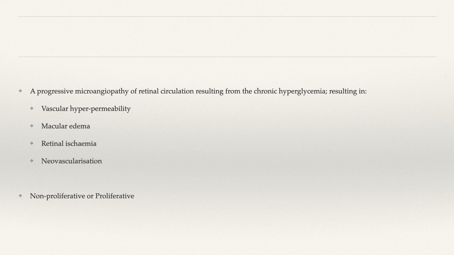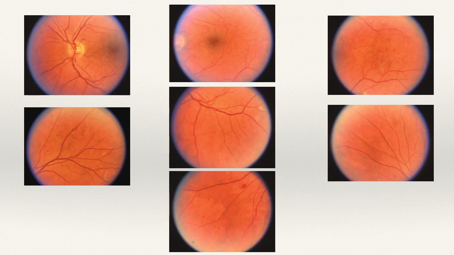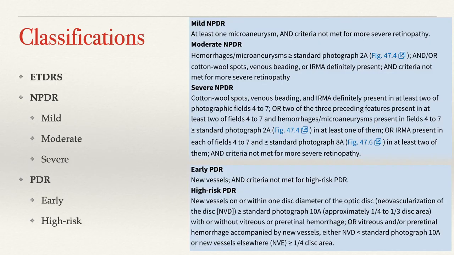Diabetic retinopathy is a progressive microangiopathy of the retinal circulation resulting from chronic hyperglycemia with subsequent vascular hyperpermeability, macular edema, retinal ischemia, and neovascularization. Diabetic retinopathy is classified into non-proliferative and proliferative forms according to many classification systems. The Early House, Modified Early House, and the ETDRS classifications used the 7-field stereoscopic fundus photographs as an accurate and reproducible tool for documentation and grading of diabetic retinopathy status, as well as for diagnosis of vision-threatening macular edema.